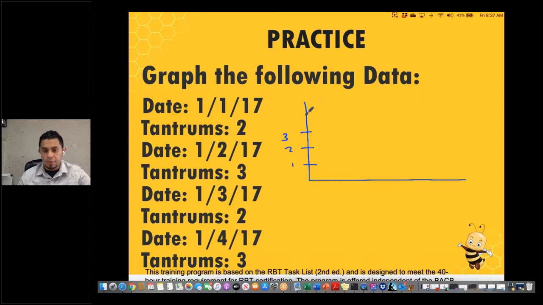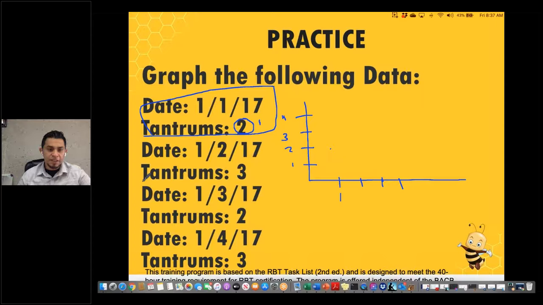And we're going to have 1, 2, 3, 4 dates. So we're going to do 4 lines here at the bottom. Okay. So on day one, which is here, this is our first data point. This is day one data. You see that 2 tantrums occurred. Okay, so it was 2. So what we're going to do here is put a little dot on the 2, okay, for day 1. For day 2, the data is here.